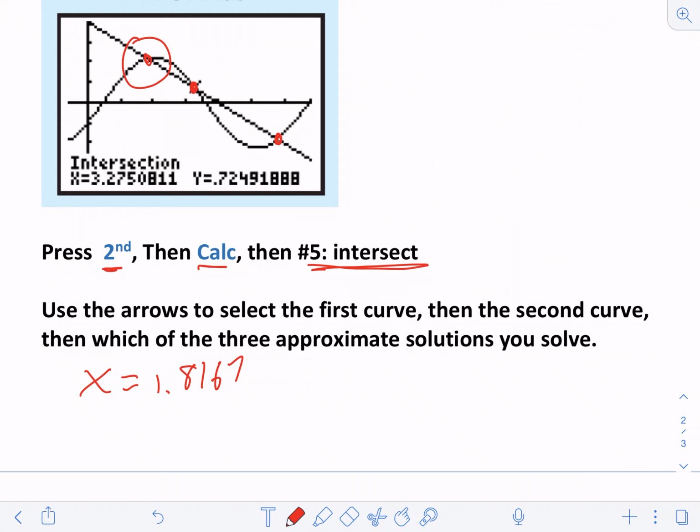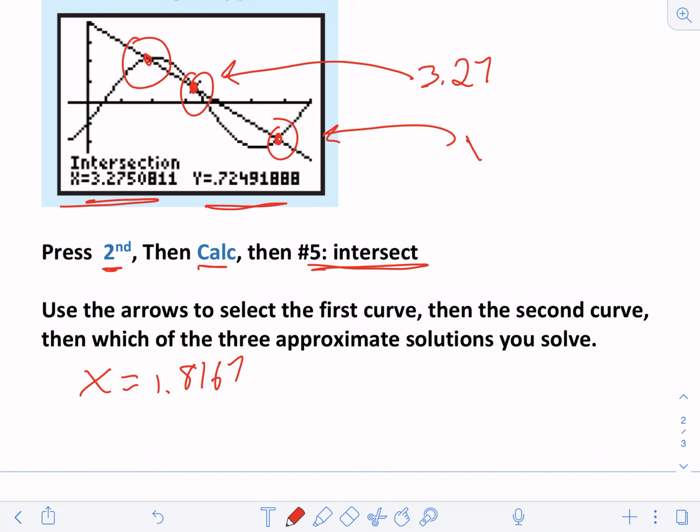That one's right there. And then if you do the same thing again for this point and this point, you're going to get two other x values. This one right here is the 3.27 that you see listed here on the screen. And then when you do it for that last point, you should get x equals 5.806. Those are the x values, and those are my solutions.